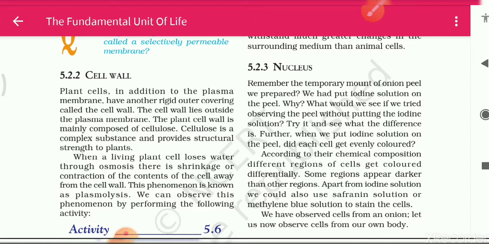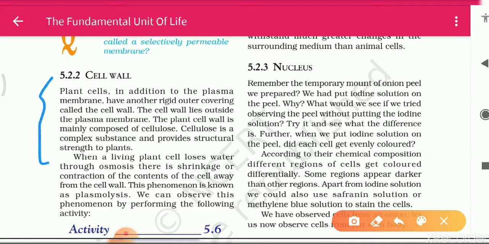In this video, I will explain the cell wall, and this is the seventh part of this chapter. Let's continue with the first paragraph. In the first paragraph, they want to say that plant cells, in addition to the plasma membrane, have another rigid outer covering called the cell wall, and the cell wall lies outside the plasma membrane. The plant cell wall is mainly composed of cellulose, and the function of this cellulose is that it can provide structural strength to plants.